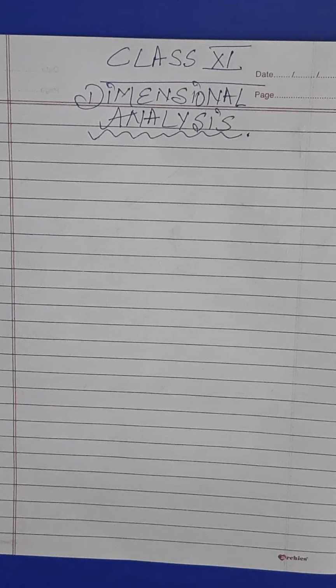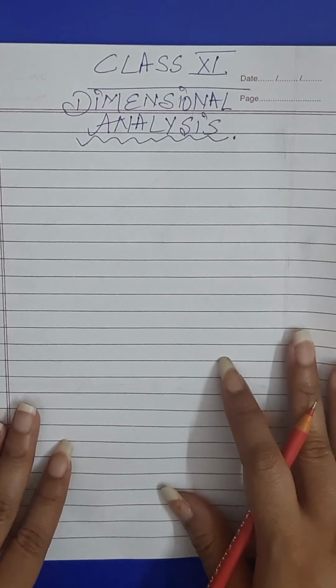Hello students. So this is part 2 of our physics first chapter, class 11th. Dimensional analysis is the name of the topic and the name of the chapter is units and dimensions. So in the first part I discussed what exactly is dimensional analysis.